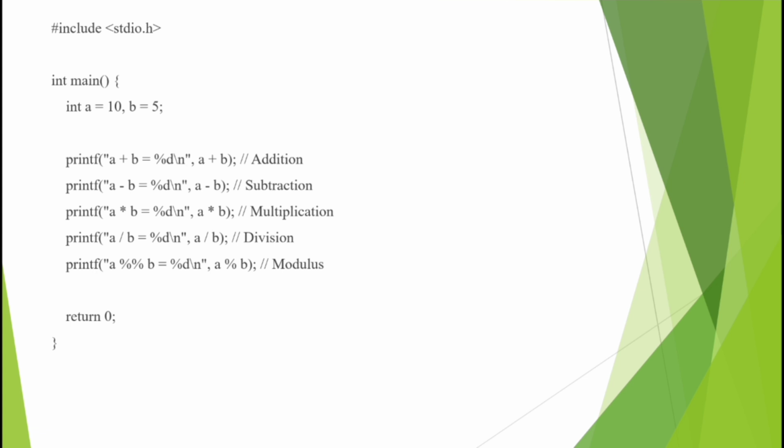And then in the next line, here we are dividing a divided by b. So 10 divided by 5. The quotient will be given as the output. So the quotient will be 2.